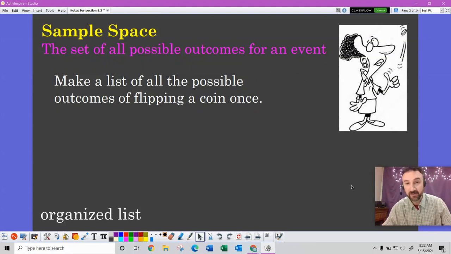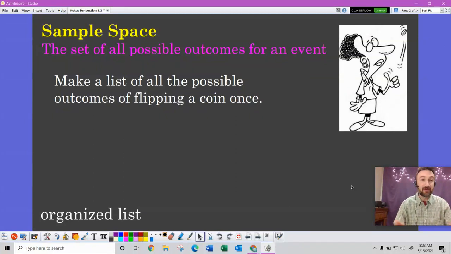An organized list of some kind, or an organized chart, or in some cases you can make a tree diagram in order to do this. There's those different ways, and each of them has their pros and cons. So we're going to try and show you a few different ways here.